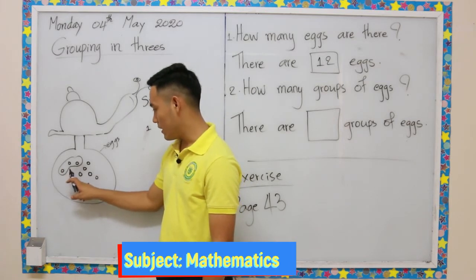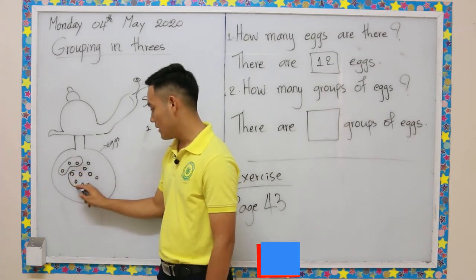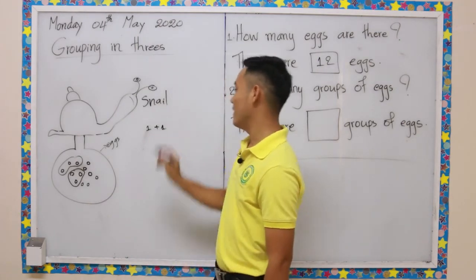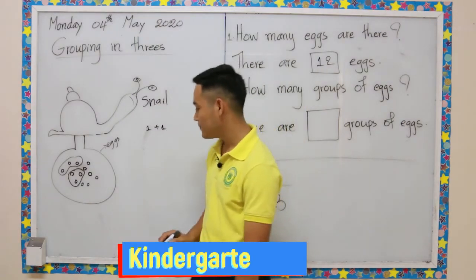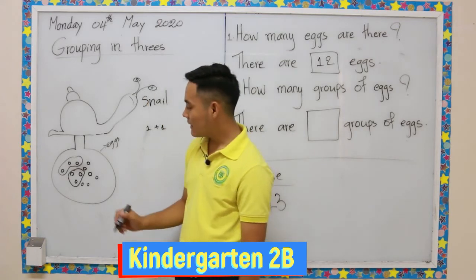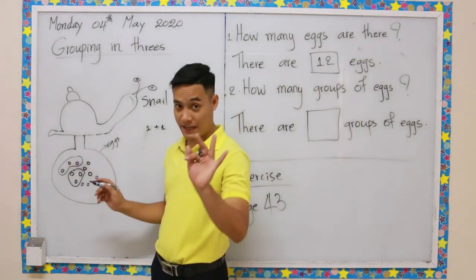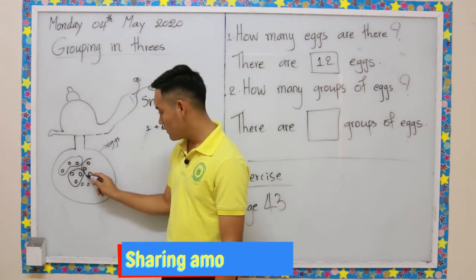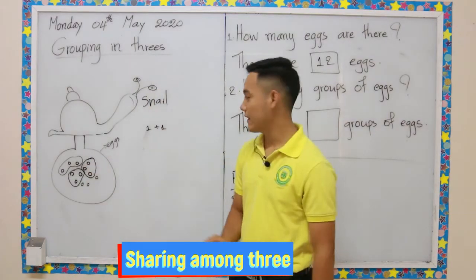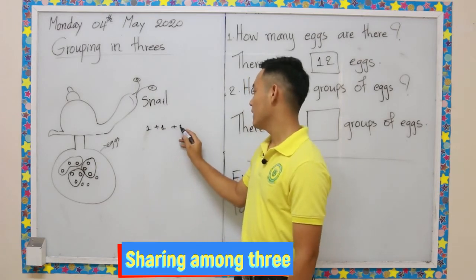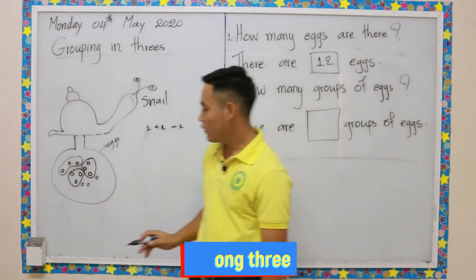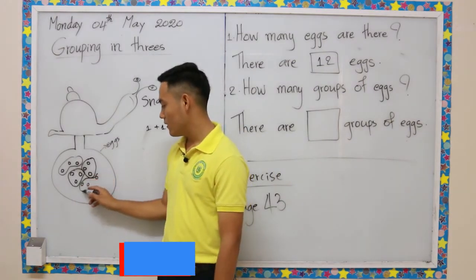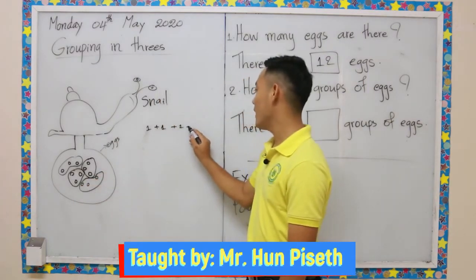1, 2, 3. 1, 2, 3. Yeah, 2. Yeah, plus one more, right? And then do another group. They have 3 eggs. 1, 2, 3. Okay, plus one more. And do one more. 1, 2, 3. Yeah, plus one more.